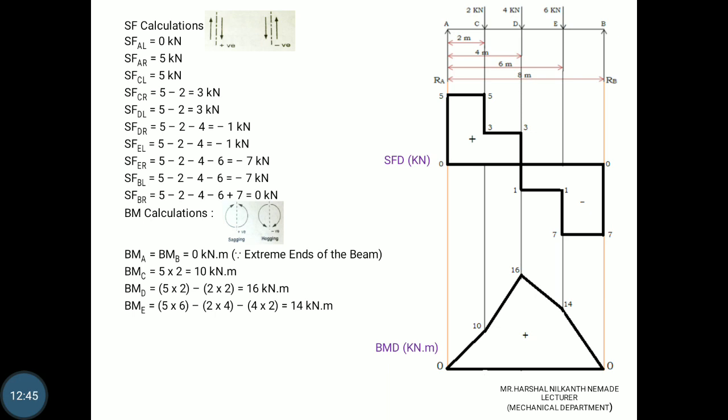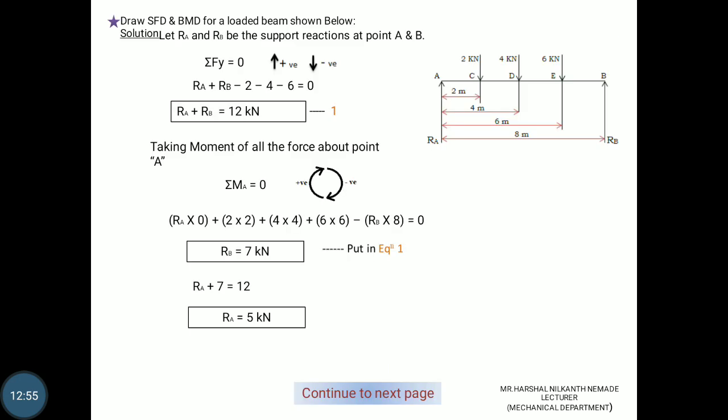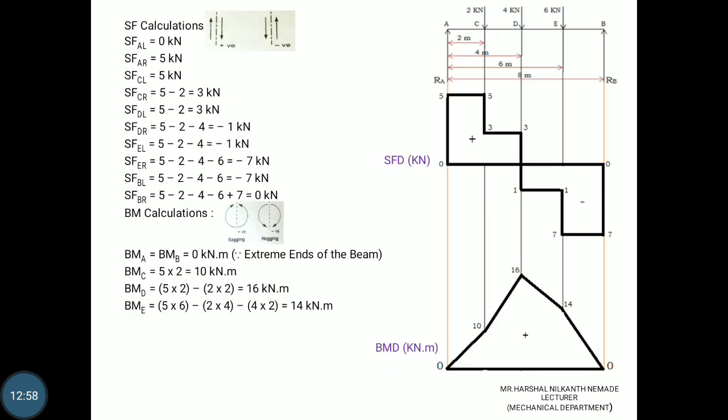Or you can write, RB value is how much? RB value I have got 7 kilonewton. Those 7 multiplied by 2, how much? 14 kilonewton. From both sides you will calculate, you will get bending moment at E is equal to the same, that is 14 kilonewton meter.